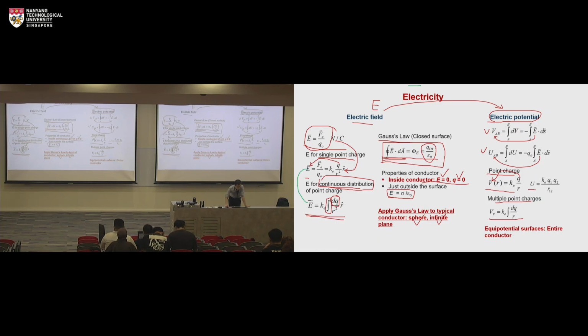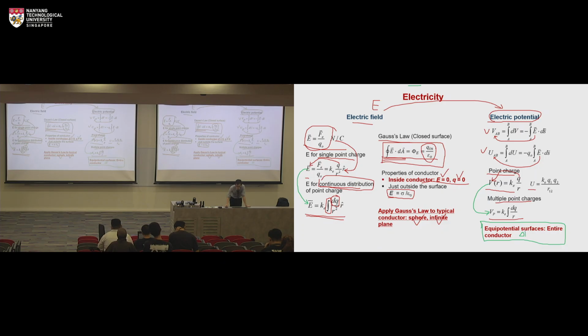From single charge to multiple charge, especially from single point charge to an infinite number of charges, whether we do it for E or for V, it is the same. And in terms of electrical potential, we also have this very important understanding. That is to say, for any conductor, the electrical potential is the same at any point on the conductor, on the surface and in the interior.